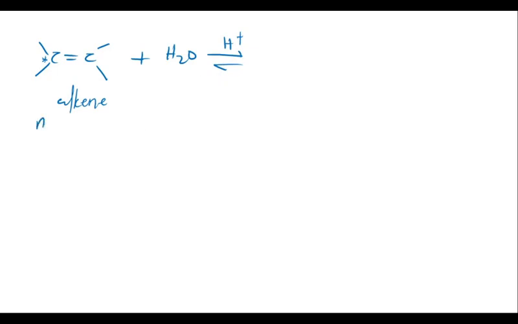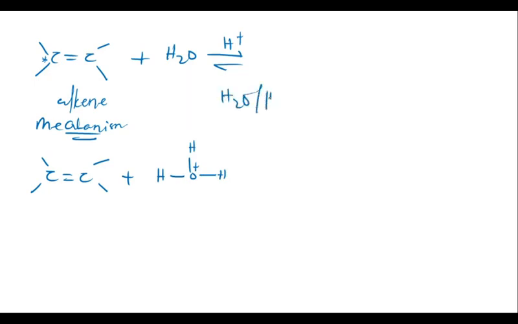So let's write the mechanism for this. The mechanism is water in the presence of an acid produces what? H3O plus, or hydronium ion, which is the strongest acid you can get in solution. So if we have our alkene now reacting with H3O plus. Water in the presence of an acid can be rewritten as H3O plus. It's still the same thing.